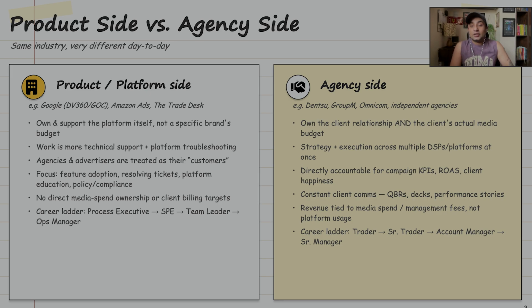Then revenue is tied to media spend and management fees, not the platform usage. Your career ladder should look like: starting from a trader, you become a senior trader, then you become an account manager, and then you become a senior manager. Luckily, I have been in 3 or 4 responsibilities of these, so I can tell you agency side gives you a lot more learning. But if you are on the platform side, your work life balance is much more relaxed, although the roles and responsibilities for both the sides are good.